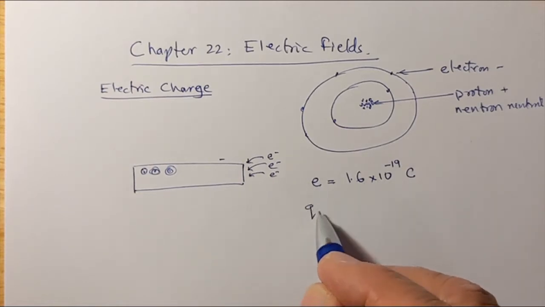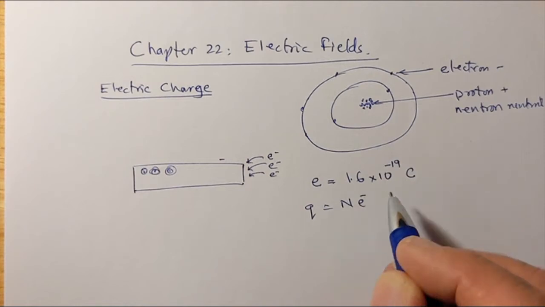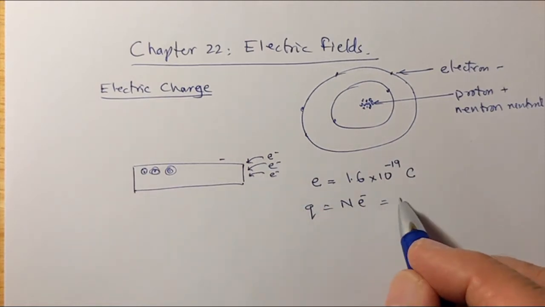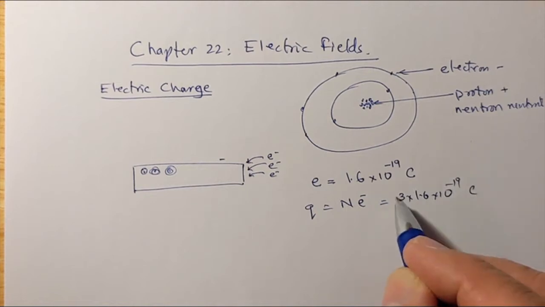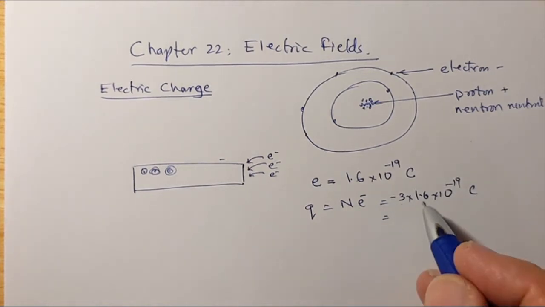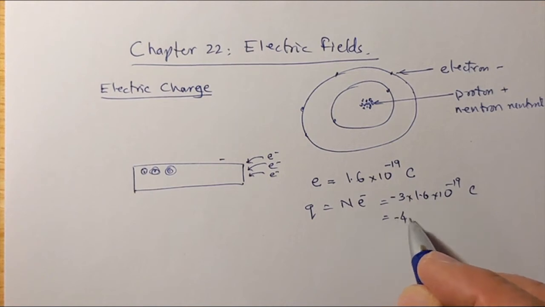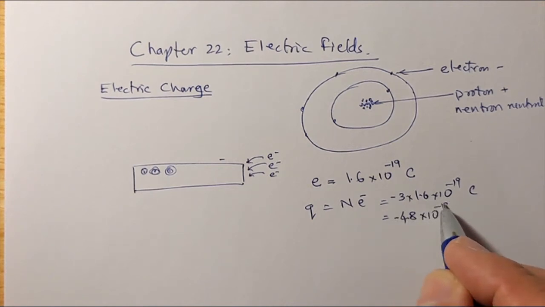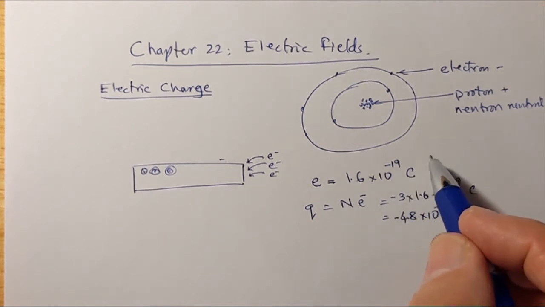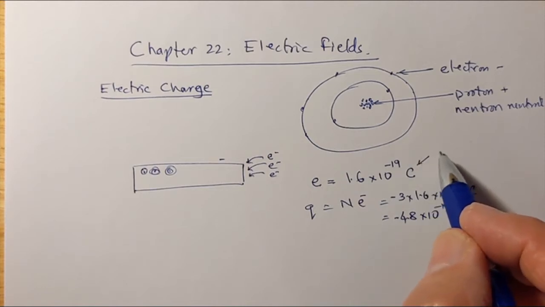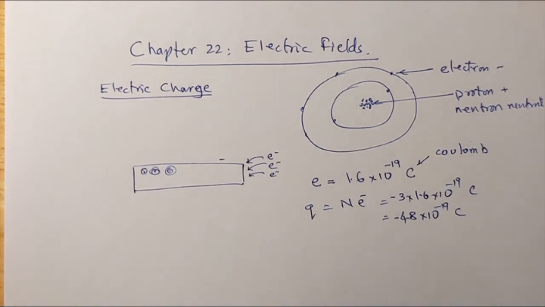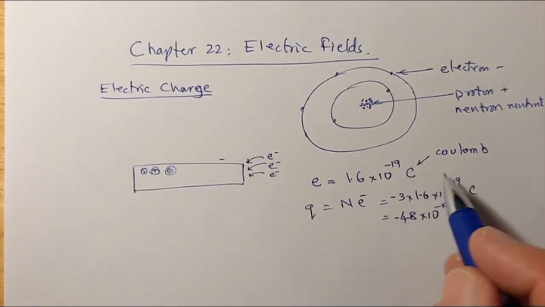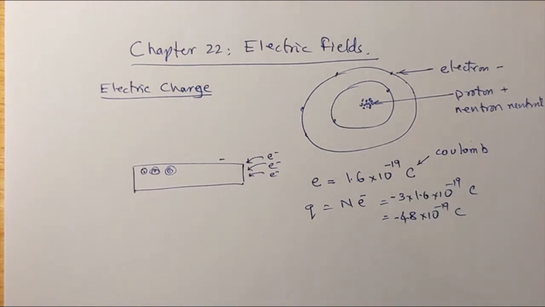So the Q is going to be N times e, which would be, if we had 3 electrons, 3 times 1.6 times 10 to the power minus 19 coulomb with a negative charge. So that's minus 4.8 times 10 to the power minus 19 coulombs. Now, coulomb, that is the SI unit of charge, which we will see later on what it really means. But let's assume for now that it's a unit of charge.